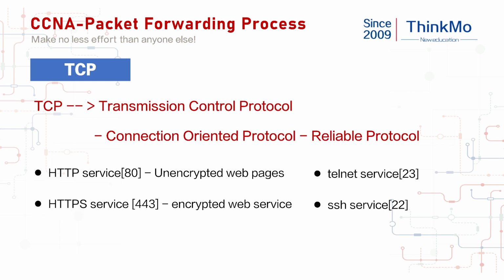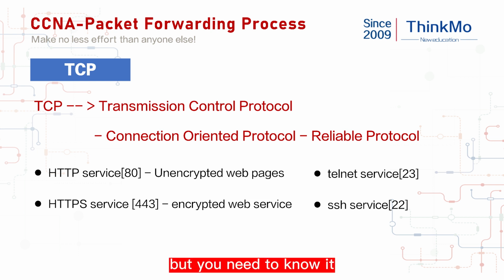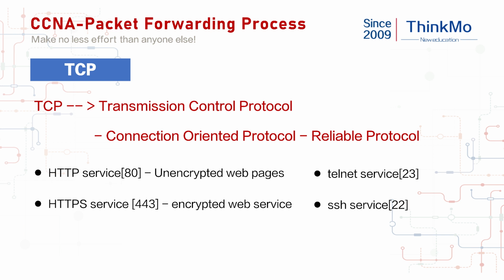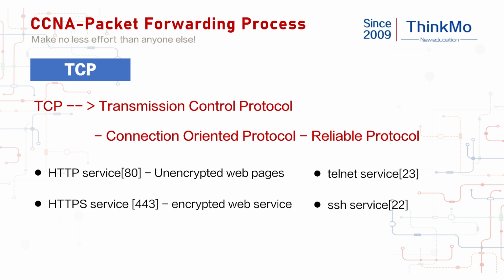Then for TCP, although it will not be covered in detail in the NA stage, you need to know it. It is a connection-oriented protocol. This connection is a logical connection. It is a more reliable protocol, because when the data is sent to the peer, the peer can send a confirmation to the corresponding source device. That is, through such a send-and-confirm mechanism, it ensures each message is sent to the other party. It's very reliable.